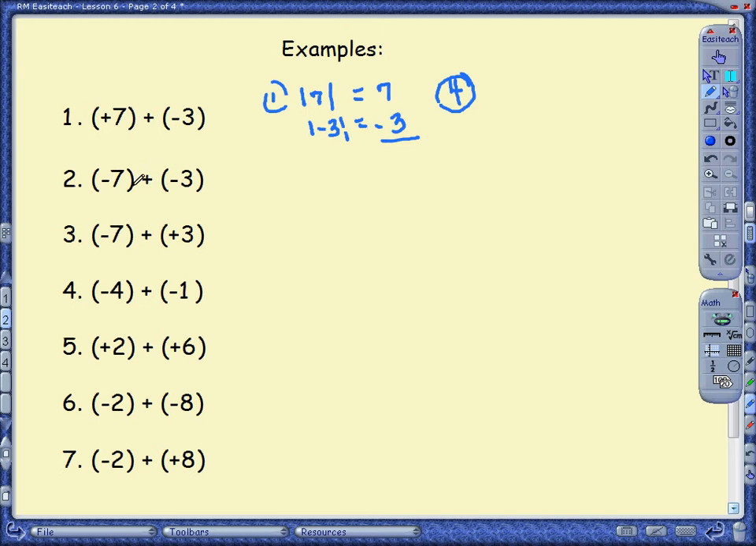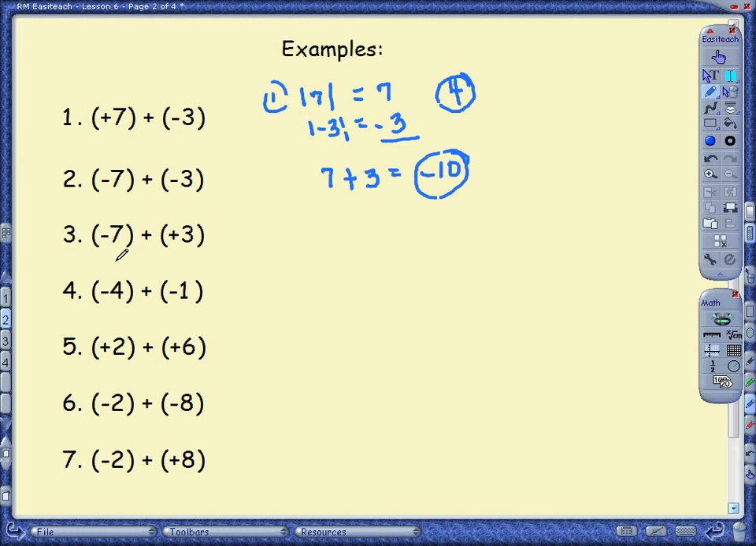Same exact thing. They have the same sign. We're going to add the absolute values. We know the absolute value of negative 7 is positive 7. The absolute value of negative 3 is positive 3. 7 plus 3 is 10. Since both numbers were negative, we give our answer that sign.